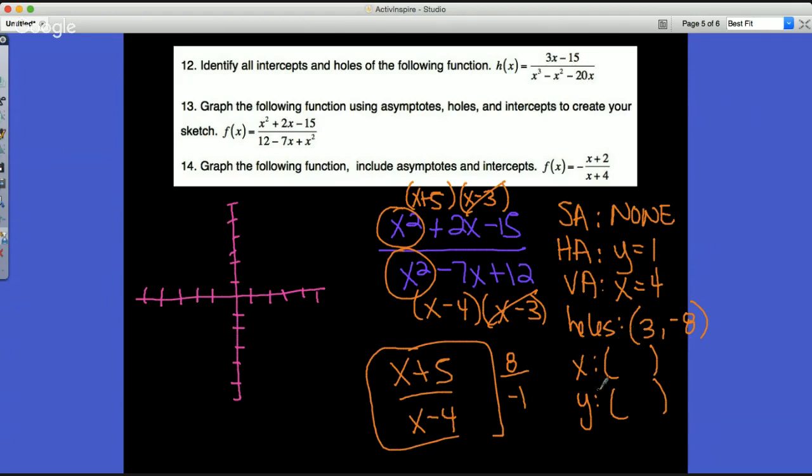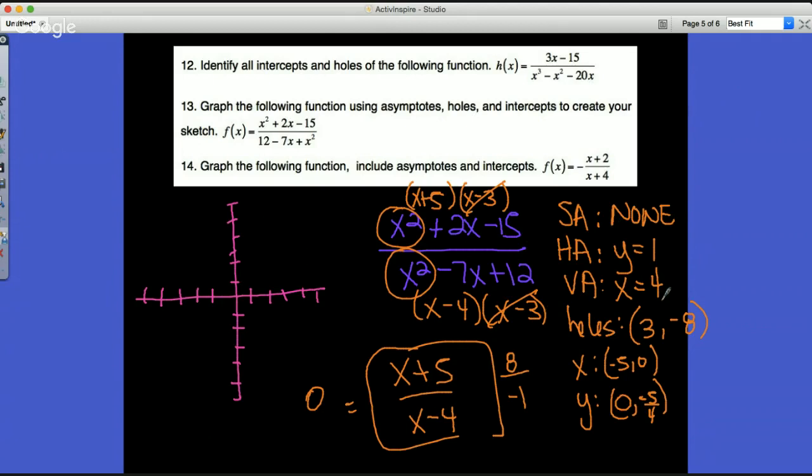Now, as far as the x and y intercept, we're going to plug 0 in for y, so that when we multiply by x minus 4, we're really setting the top equal to 0. So x plus 5 equals 0 gets me a value of negative 5 for x. So we should have negative 5, 0. The next thing we note is that when I plug 0 in for x, I get out my y-intercept. So 0 plus 5 on the top would be 5. 0 minus 4 is negative 4. So negative 5/4 will be my value for my y-intercept.